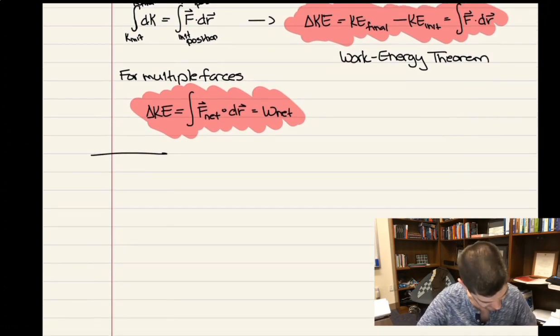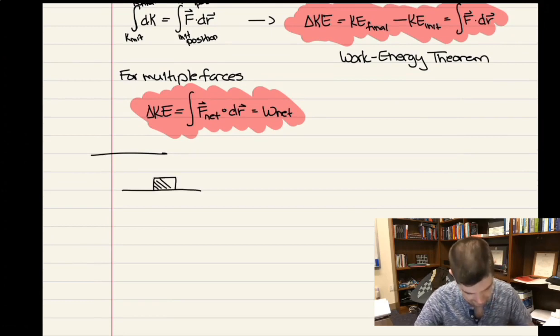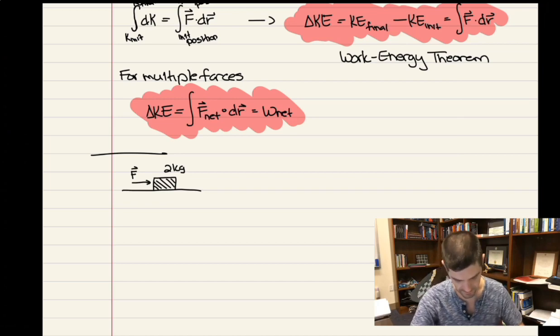All right, simple example 1. You have a box that is 2 kilograms. You apply a force horizontally, F, that is a constant force. Let me give it a number. Let's say F is 10 newtons horizontal.